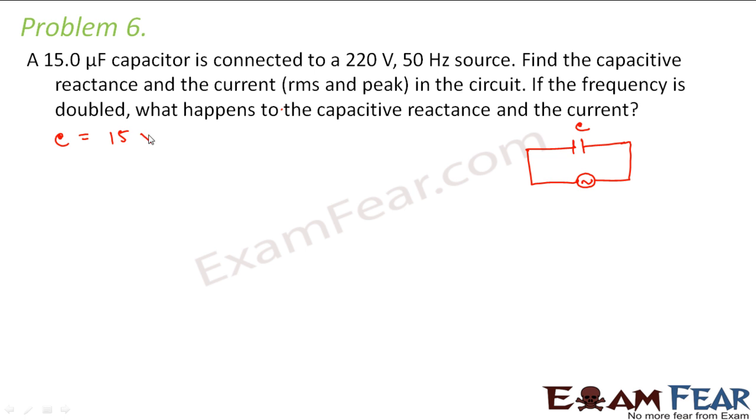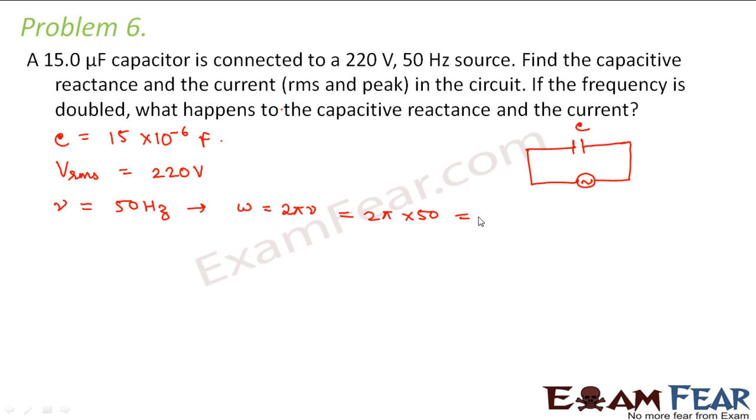So capacitance is given as 15 microfarads, that is 15 into 10 to the power minus 6 farads. The voltage source, that is Vrms, is given as 220 volts. Frequency is given as 50 hertz. So from this frequency we can calculate the angular frequency, which is 2 pi nu, that is equal to 2 pi into 50, that is 100 pi radians per second. Right? We have to calculate the capacitive reactance and current, RMS and peak in the circuit.